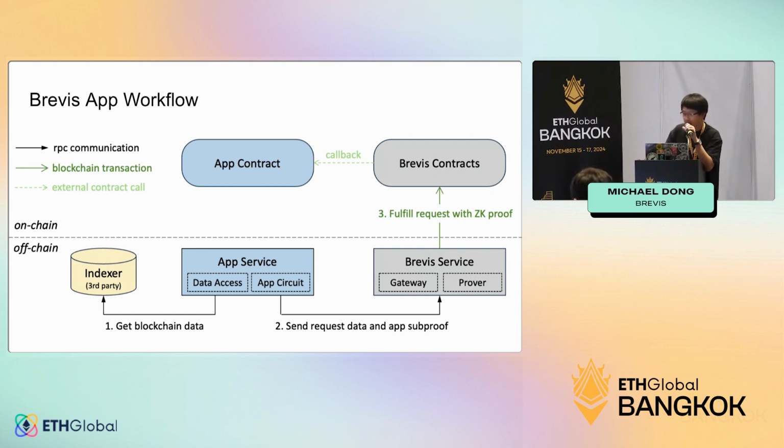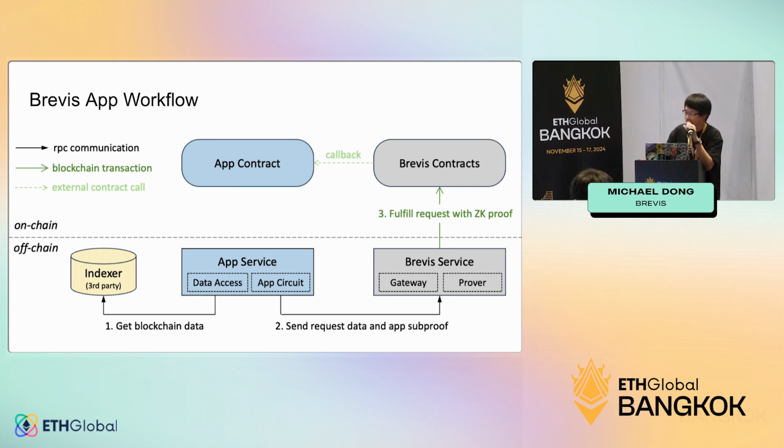The first step is pretty standard. You use any sort of indexer, or you can build your own, to get the historical blockchain data from on-chain. So basically, use The Graph, or use your own Ethereum RPC node to query the Ethereum blockchain, and then you feed all that data to the app service, the rectangular blue box that you build, and all that data gets fed into the app circuit, which is also one of the components you will build.